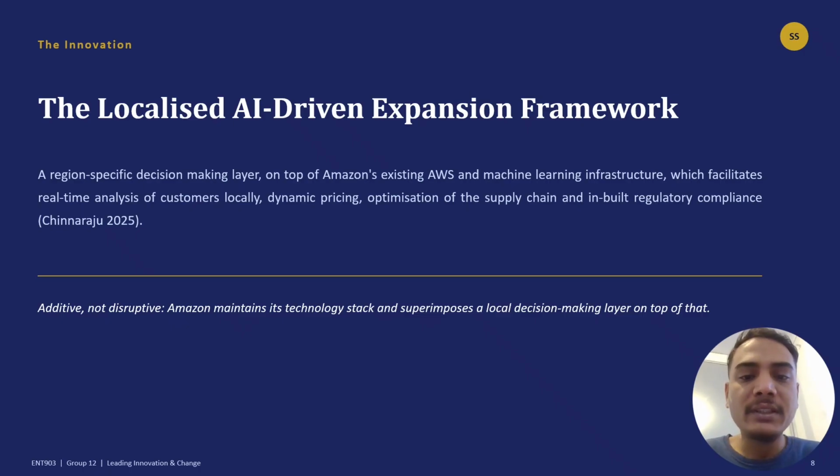In simple terms, it's a region-specific decision-making layer built on top of Amazon's existing AWS and machine learning infrastructure. It enables real-time local customer analysis, dynamic pricing, tailored supply chain optimization, and built-in regulatory compliance. Critically, it's additive, not disruptive. Amazon keeps its entire technology stack and simply adds a local decision-making overlay on top of it.